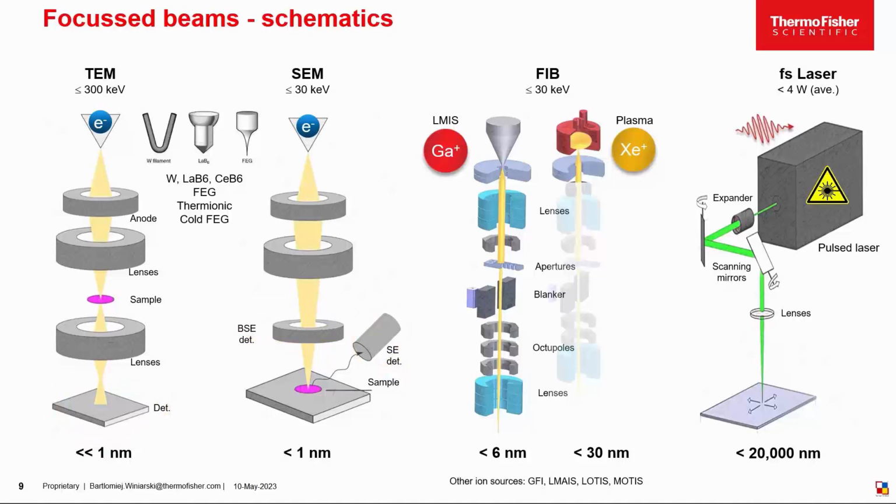Moving on to the laser system. It typically contains optical expander, iris, lenses, and scanning mirrors to raster and focus the laser beam on the sample. The laser beam average power is in watts.